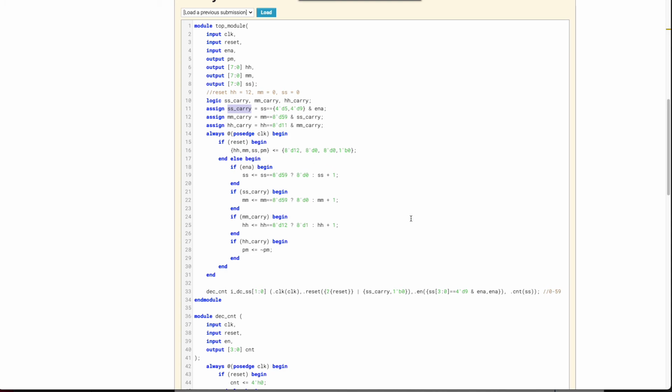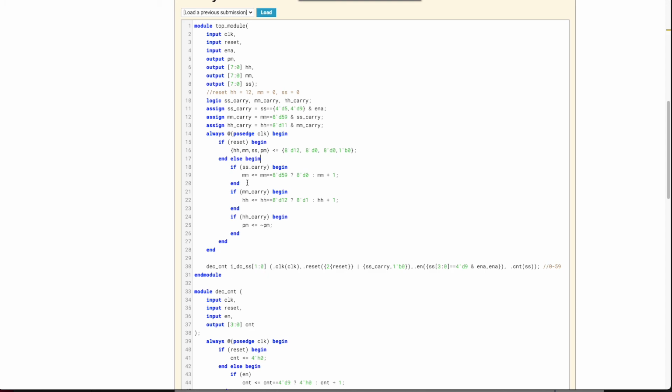SS carry meaning, you know, we have this condition. And so this condition, and then also if I'm at the 5th, so I'm at 59 seconds and I'm enabled, then that means I'm going to turn over a new minute. When I turn over a new minute, I need to reset this 5, go back to 0, and then the LSB 9 will already go back to 0 because it's 9 and enable already. Now, that should take care of SS, so I don't need this anymore.